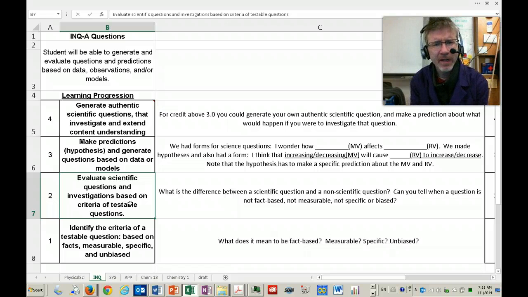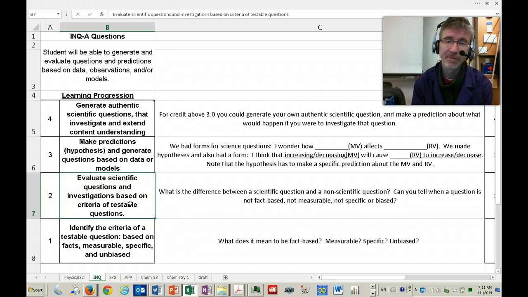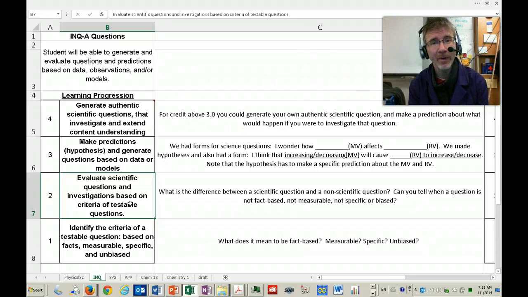What's the difference between a non-science question and a science question? Can you tell when a question is fact-based or not fact-based? Can you tell when something's measurable or not measurable? Can you tell when something's specific or non-specific? Can you tell when something's biased or not biased? All those things will help you decide if a question is indeed a science question that you can measure, that you can make a hypothesis against, and things you can't.